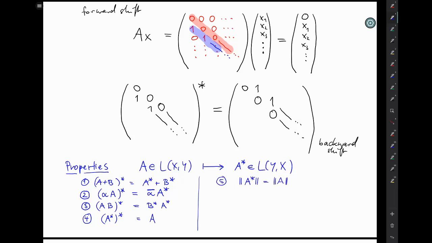Number 5, the norm of the adjoint is the same as the norm of A. And number 6 is also about the norm, but is a bit more complicated. The norm of the composition of the adjoint and A is the norm of A squared. Properties 1 to 4 are easy to prove really.